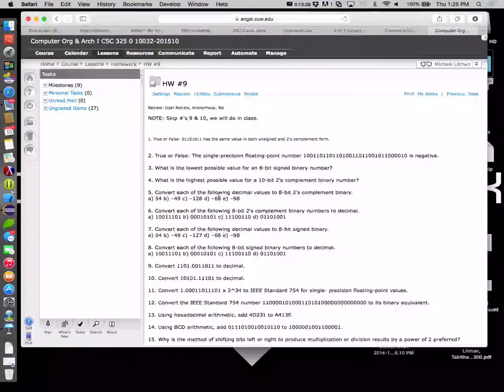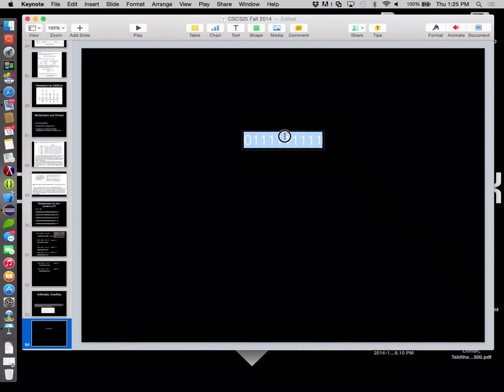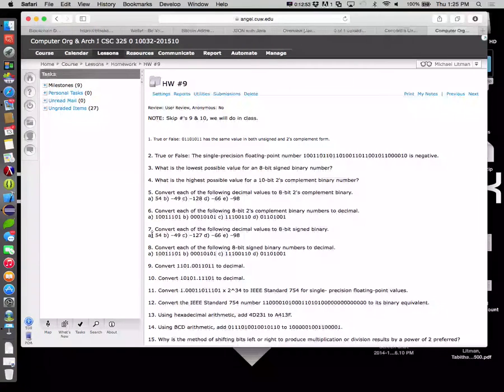Number 5, convert each of the following decimal values to 8-bit 2's complement binary. So let's do 54 first. It is a positive 54, correct? So there's 54. Convert each of these following decimal values to an 8-bit, I'm sorry, I said 2's complement. Where did I read that from? Oh, I'm sorry, we are on 5. Good. The 54s threw me off. I'm working on very little sleep. And by very little, I mean no sleep.